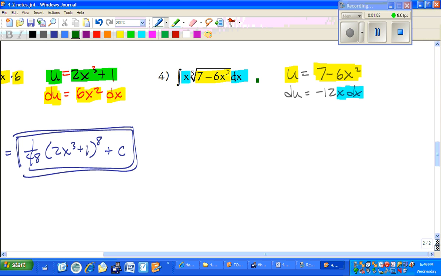We want to go ahead and multiply the inside by negative 12, outside by negative 1/12. Doesn't look like a negative anymore. There you go. So now, negative 12x dx, all three parts of the du are represented in there. So we end up with negative 1/12 times the antiderivative. All the blue stuff is the du.